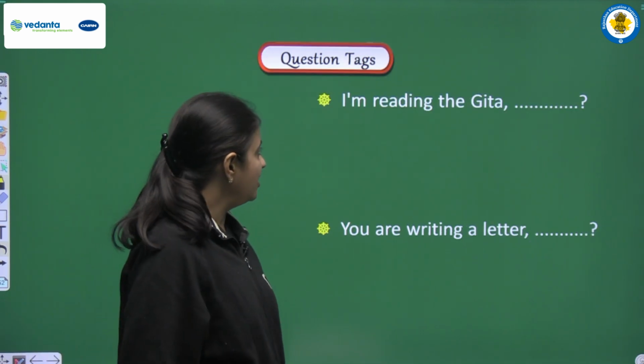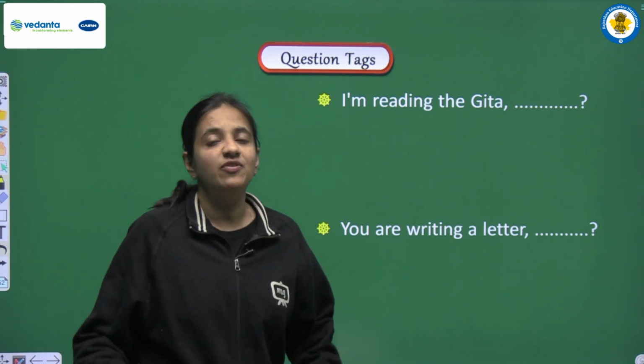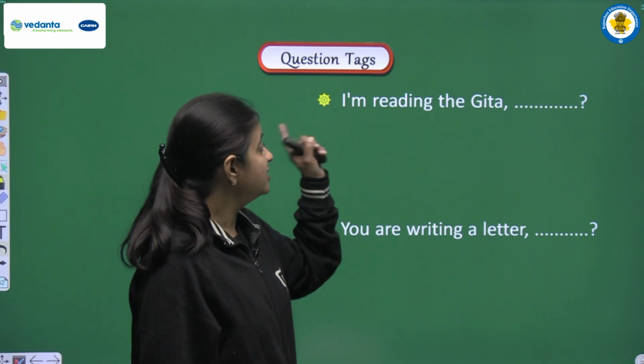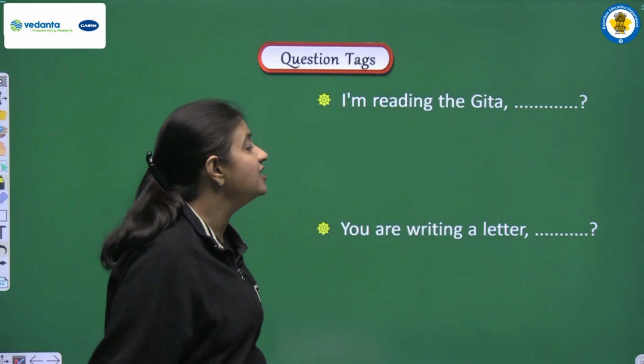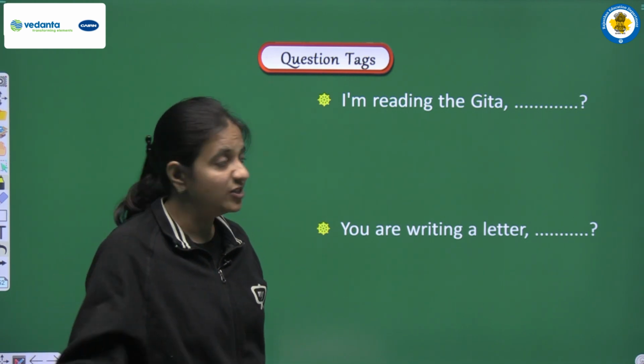Now the next one we have is, I am reading the Gita. Again we will observe whether the sentence is positive or negative. So let's read one more time. The sentence is, I am reading the Gita. It's a positive sentence. So obviously now the question tag will be negative. This is very much clear.